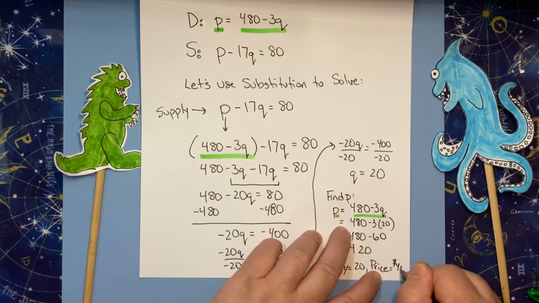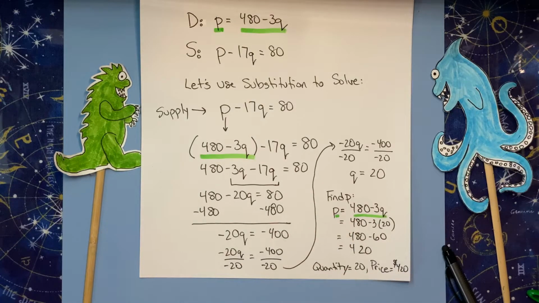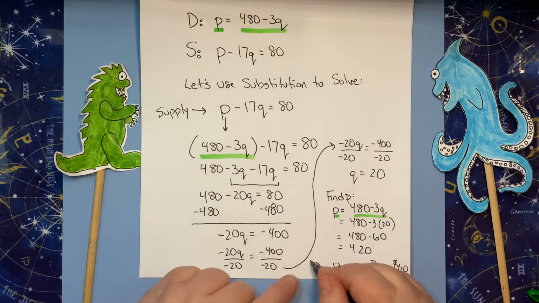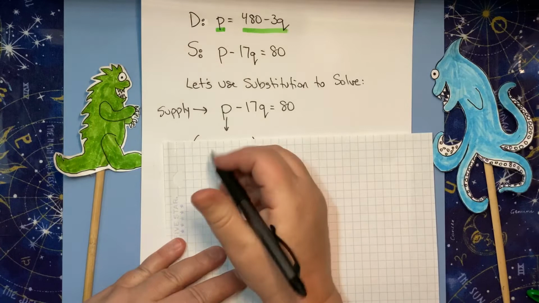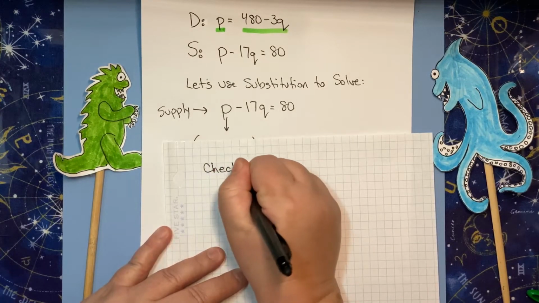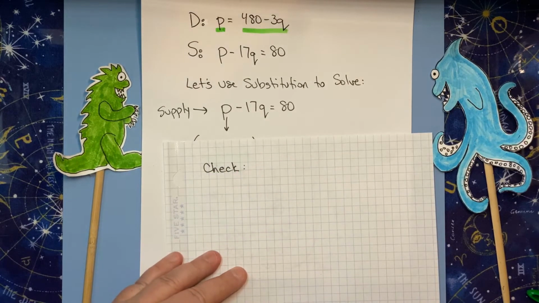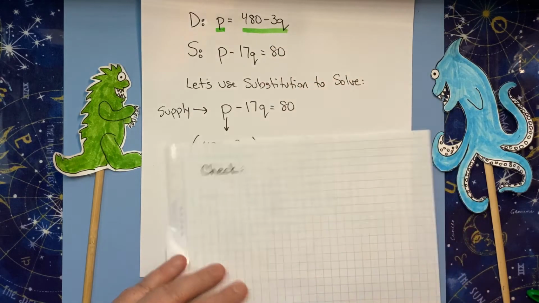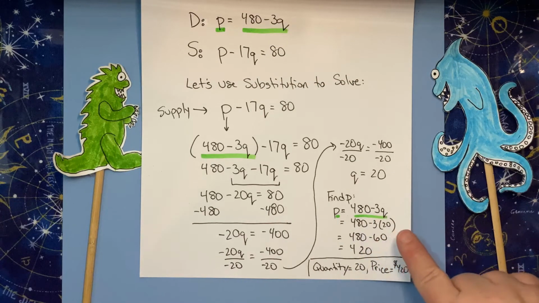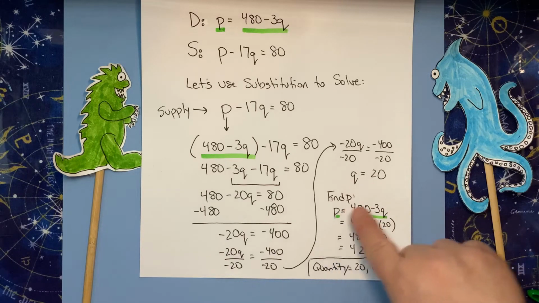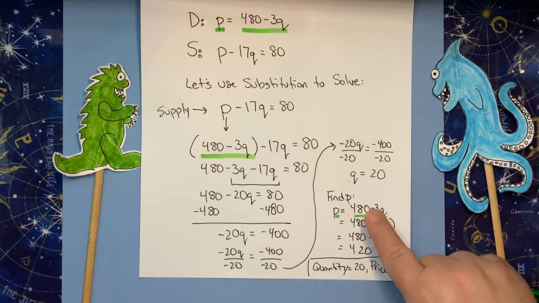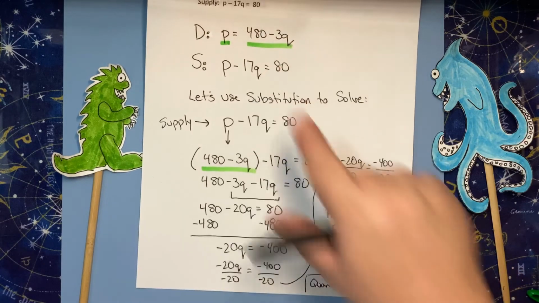Now, if you're saying to yourself, wait a minute, that seems awfully easy. How do you know you didn't make a mistake? And the answer is, well, I don't ever know if I don't make a mistake, but I can check it. So how do I check a system of equations? Well, in reality, you're supposed to check both equations. But I just solved for P here. This is the demand equation right here. I used it. So I'm not going to check that one again, but I am going to check supply.